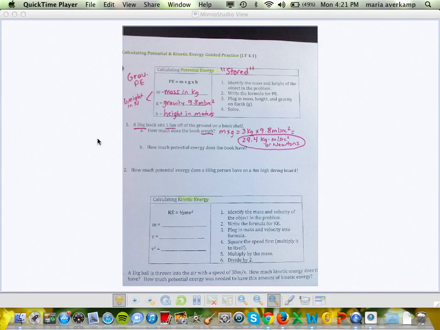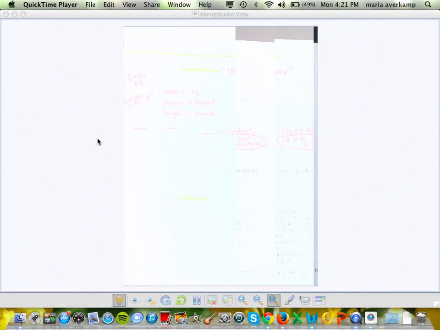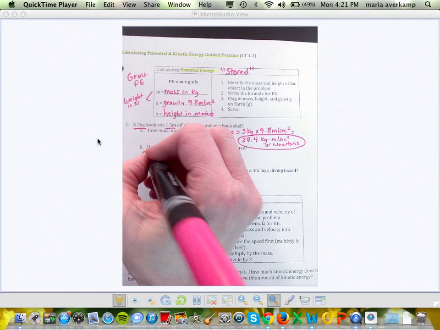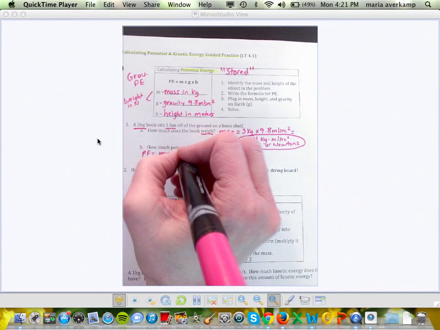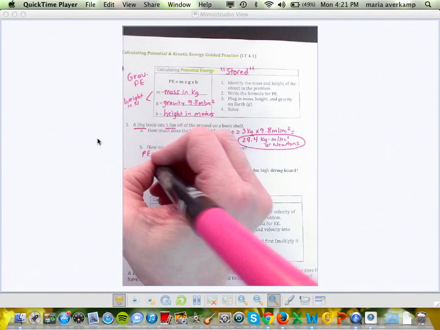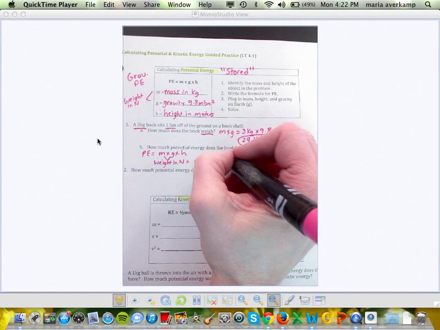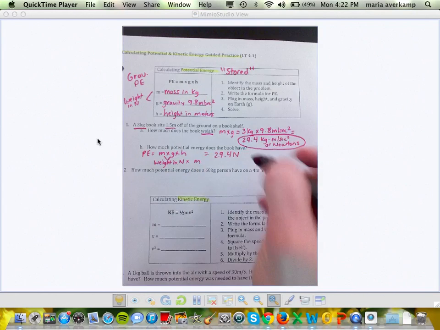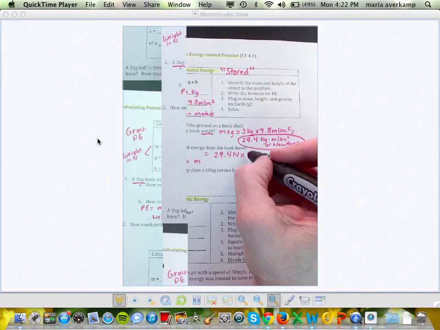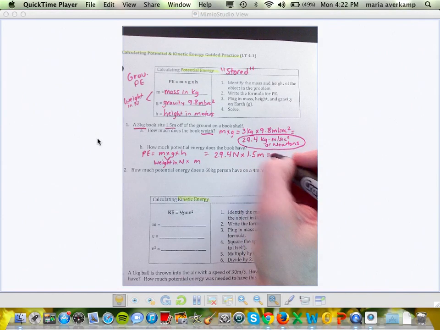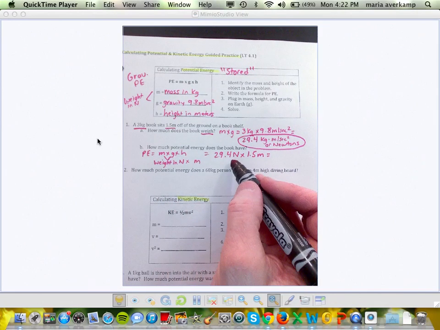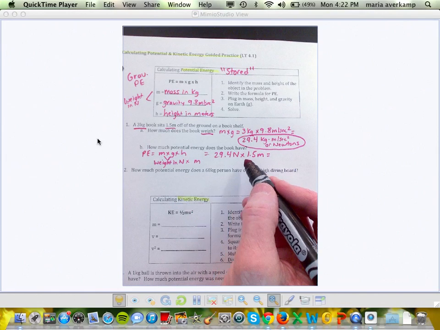Now the second thing I need to do is calculate how much stored energy it has. So PE equals mass times gravity times height. And again, mass times gravity is simply the weight in newtons times meters. So we know we have 29.4 newtons of weight, and in this example, I have 1.5 meters of height. So if I take my mass times my gravity times my height, 29.4 newtons is how much the book weighs, and it is 1.5 meters off of the ground.